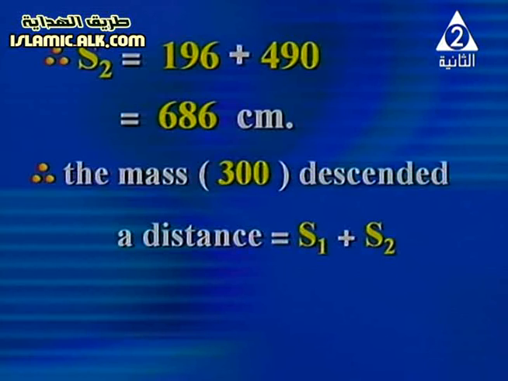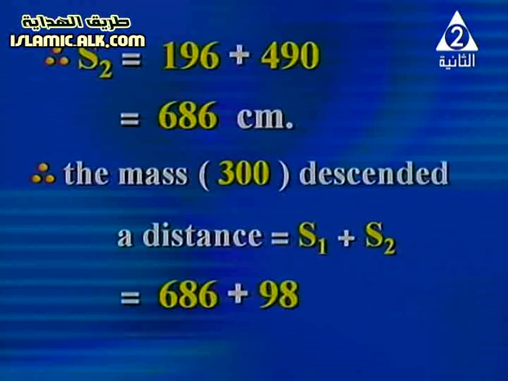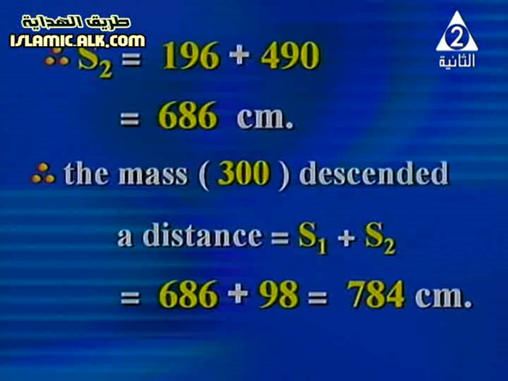Then we find the sum of the distances the mass 300 descended, the first distance plus the second distance. S1 is 98, S2 is 686, then the mass 300 descended a distance of 784 centimeter.